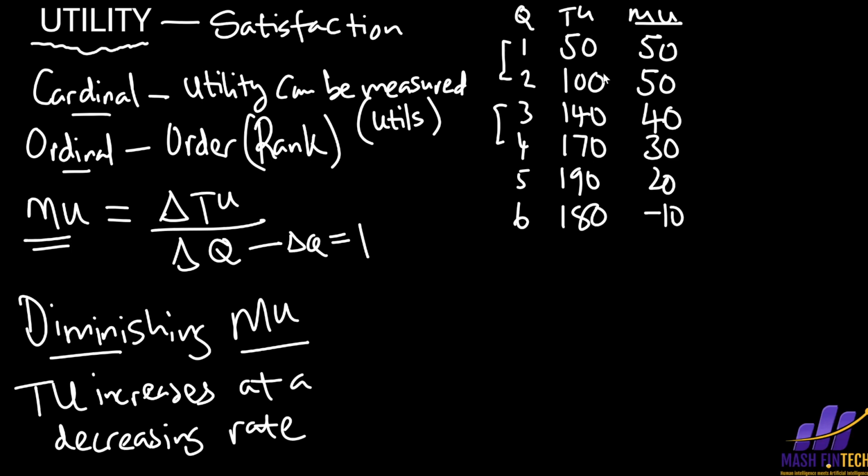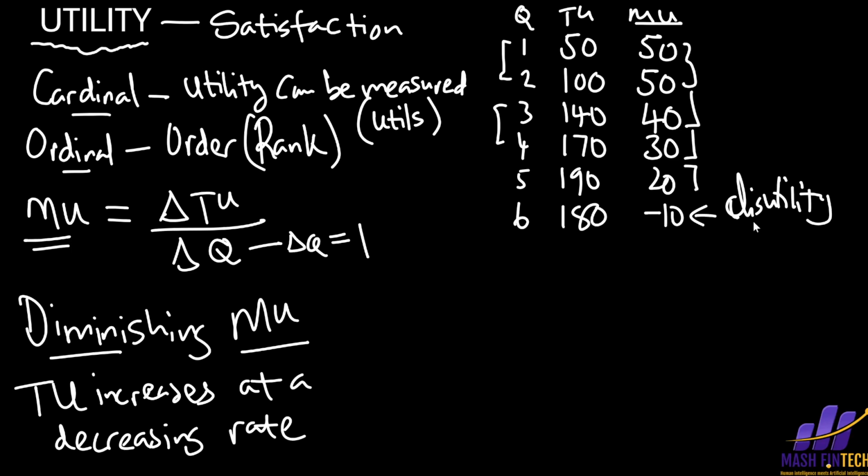The total utility, yes, it's increasing, but the rate of increase is going down. It started at 50, then it went down to 40, then down to 30, then down to 20, until it became negative. This is a case of disutility.